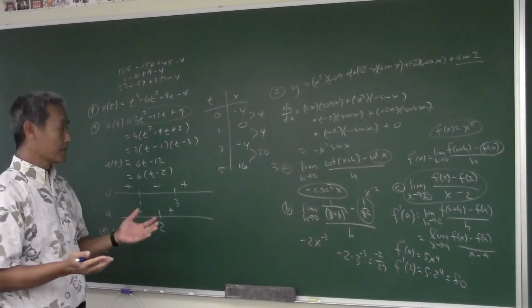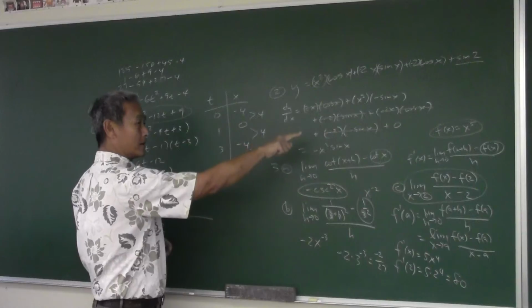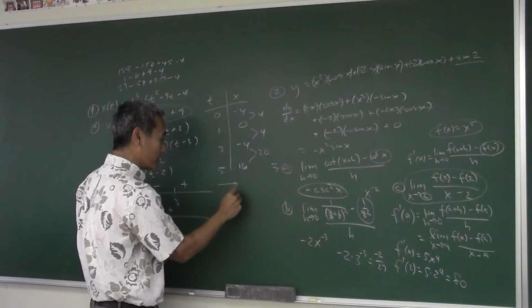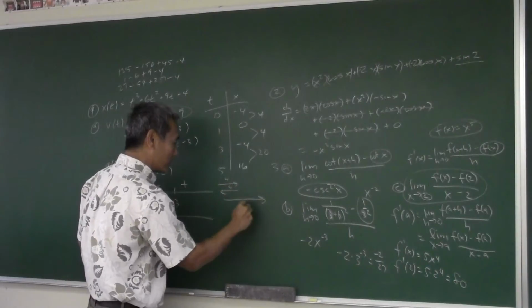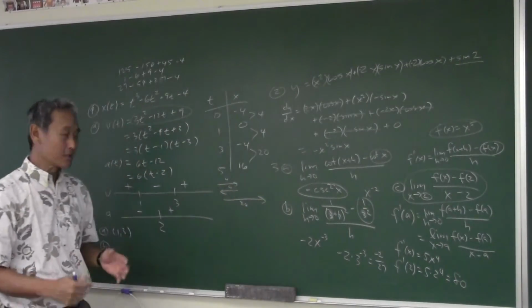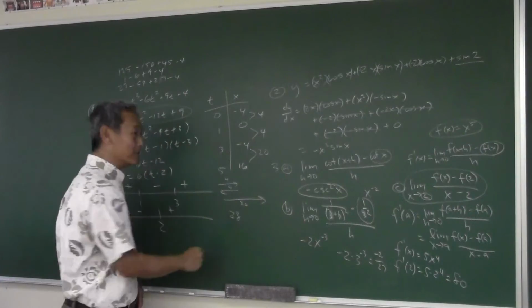So what was the total distance traveled? If you went 4 to the right, here, I'll draw a picture for you. 4 to the right, 4 to the left, and then 20 to the right. What was the total distance traveled? 28.